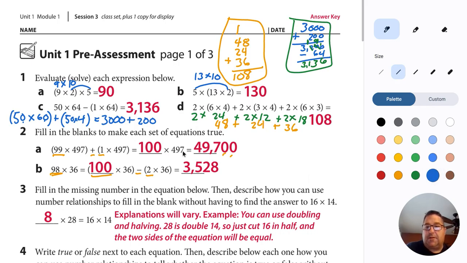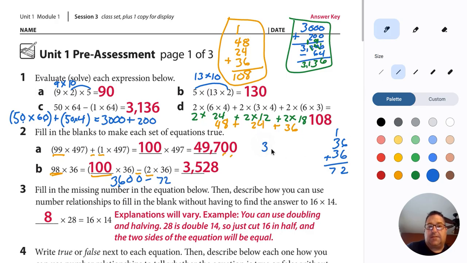So for letter B here on number 2, if we do 100 times 36 minus 2 times 36, well, what's 100 times 36? That's going to be 36 with 2 zeros, so 3,600. And then if I double 36, even if I don't know that off the top of my head, that's okay. What if I double 36? 6 plus 6 is 12. 3, 6, 7. Oh yeah, that's 72. So we're saying that's the same as 3,600 minus 72.